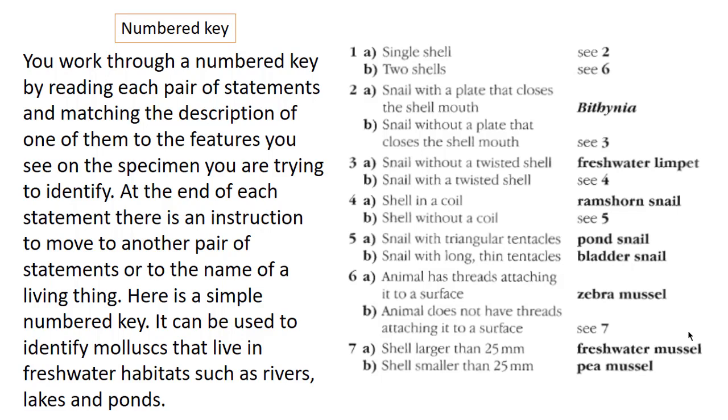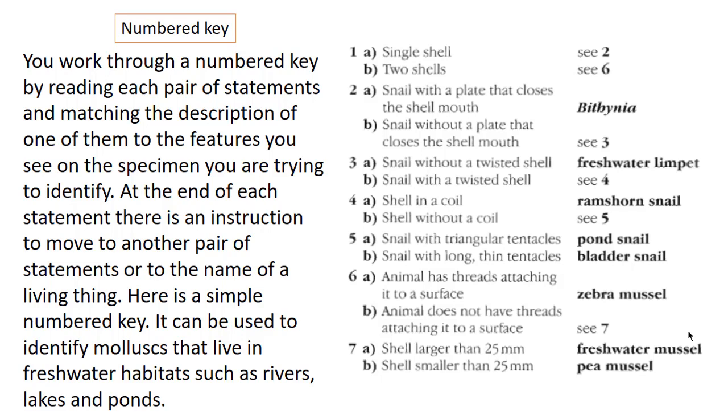For example, a numbered key can be used to identify mollusks that live in freshwater habitats such as rivers, lakes, and ponds. The first step is to choose whether the organism has a single shell or two shells. If it has a single shell, you go to the second step. It's either a snail with a plate that closes the shell mouth, which we call bithynia, or a snail without a plate that closes the shell mouth.